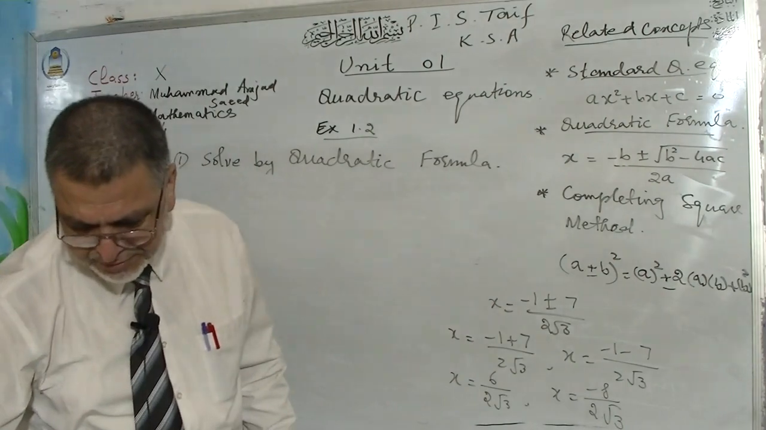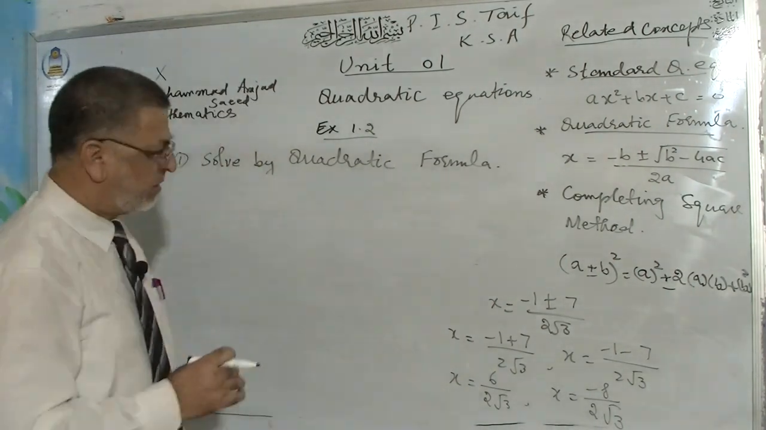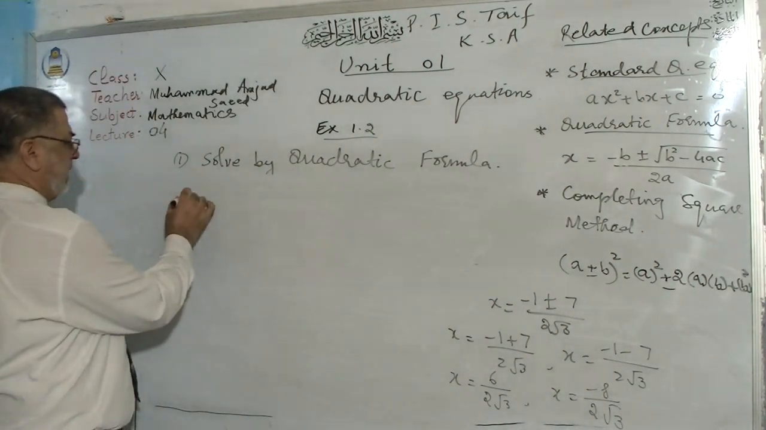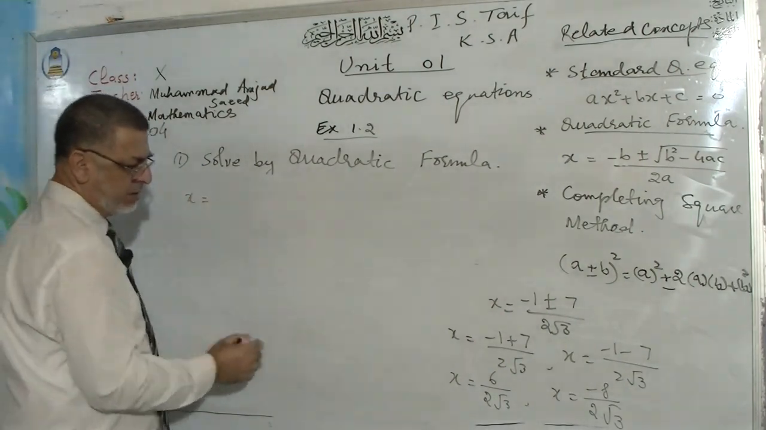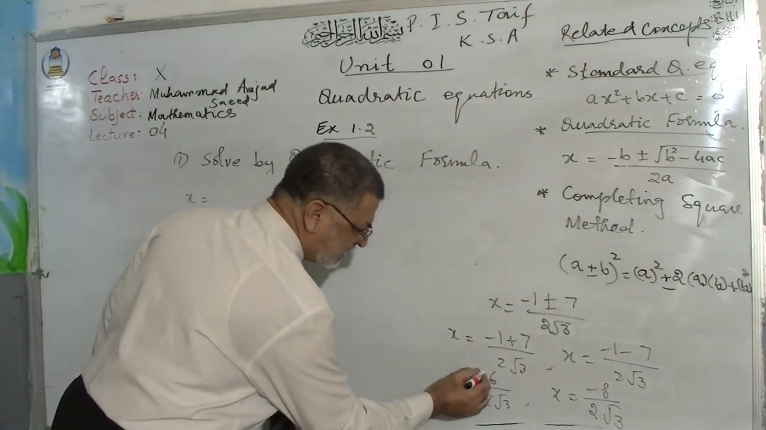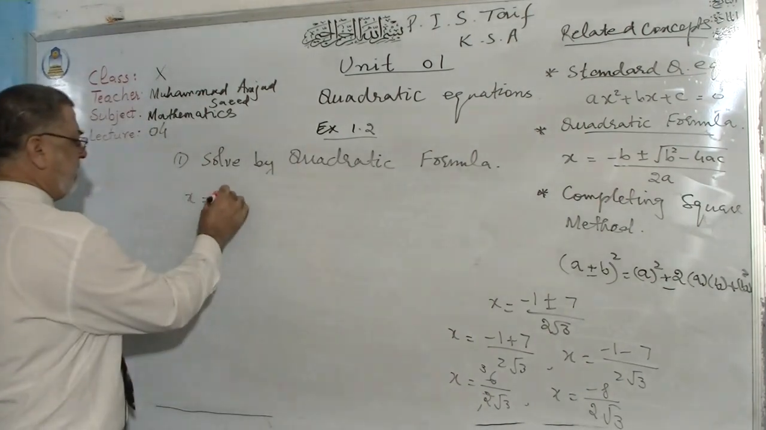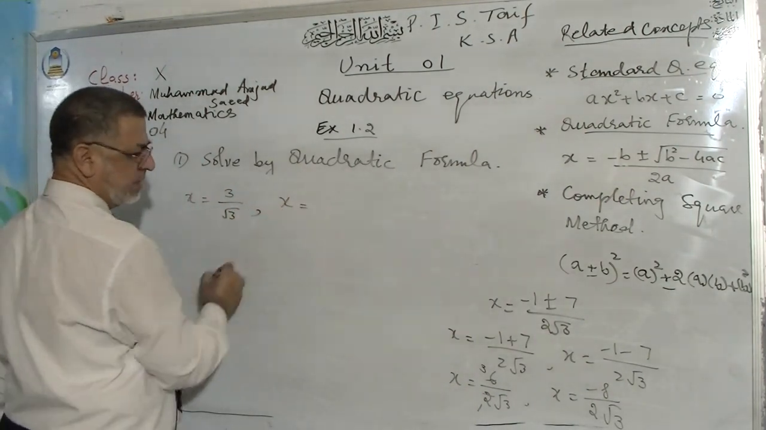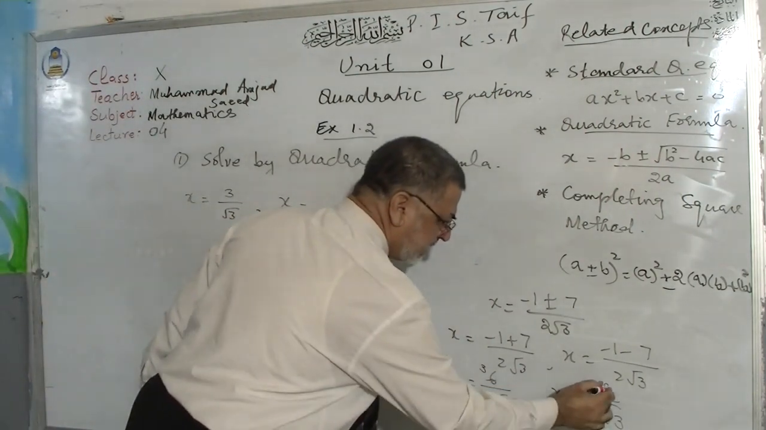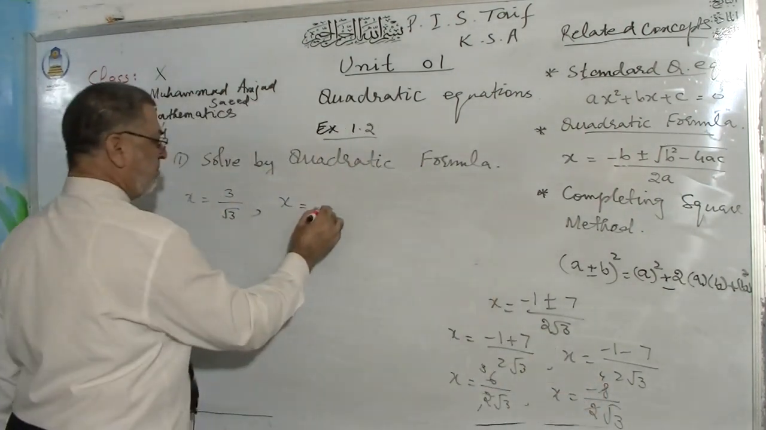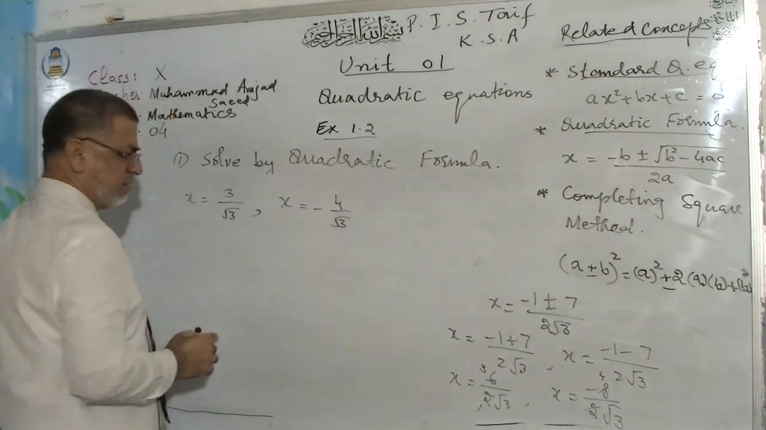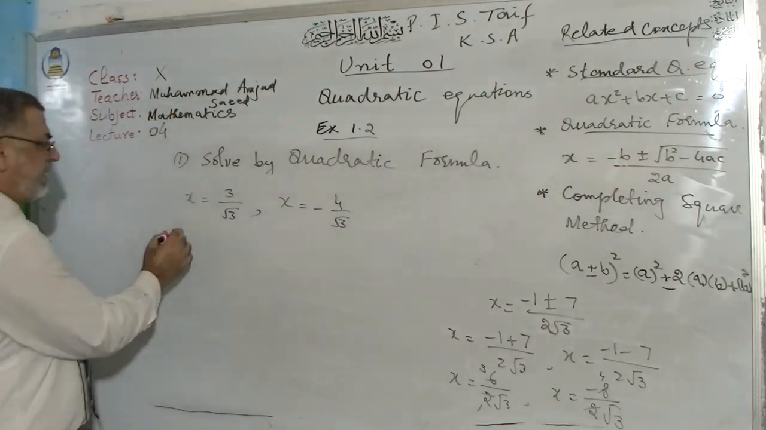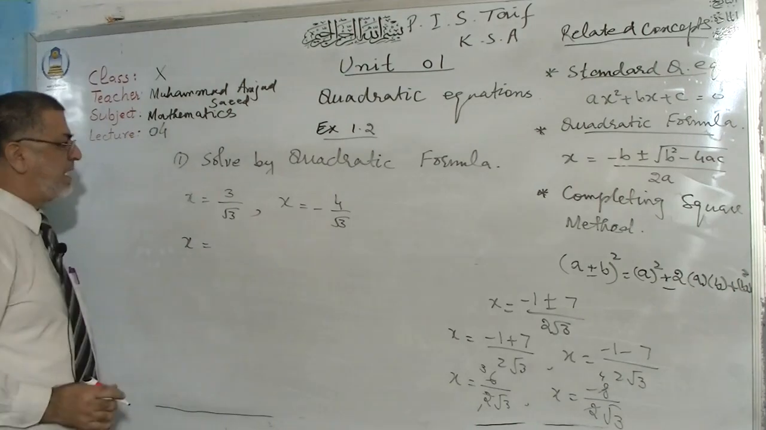Now we have x is equal to, we can cancel this 6 by 2 as 3. This will be 3 over 3. And x is equal to, you can cancel this 8 also, this is 4, minus 4 over 3. Here you can further cancel out.